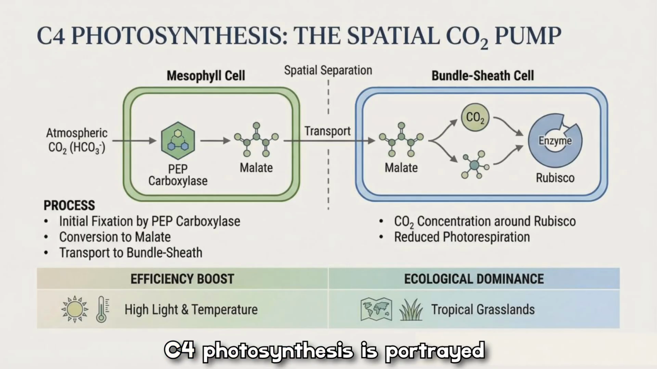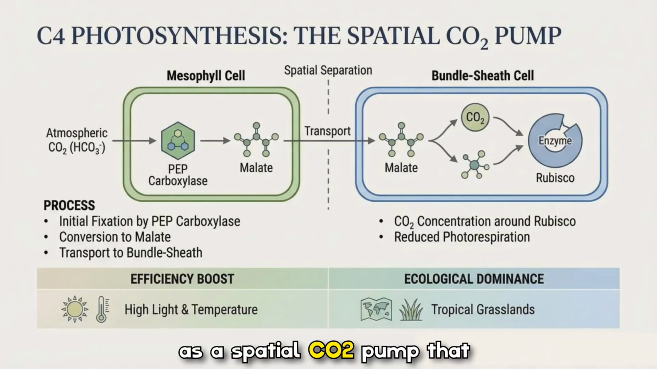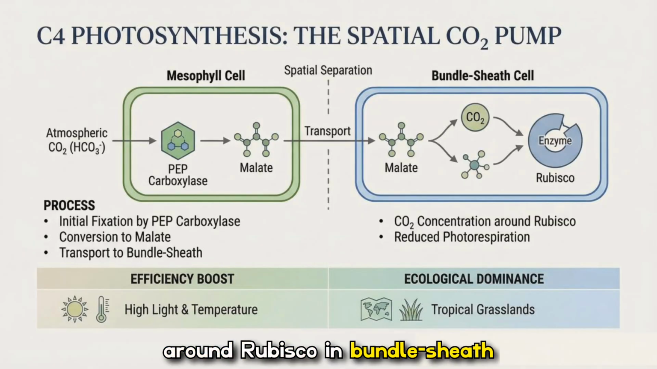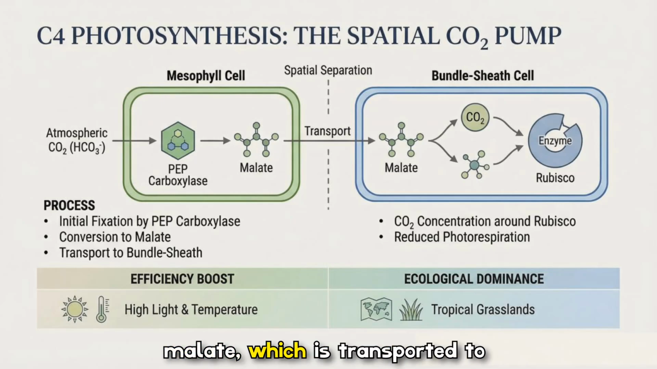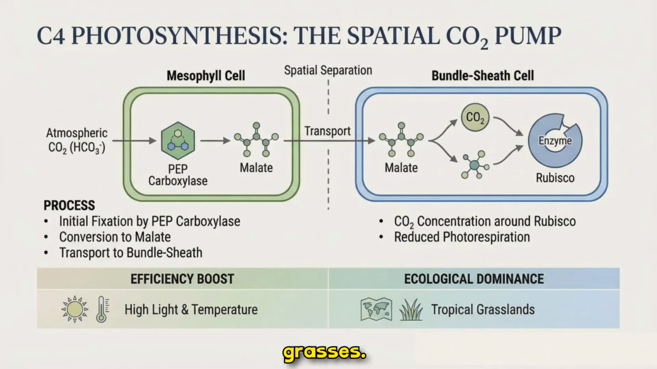C4 photosynthesis is portrayed as a spatial CO2 pump that concentrates inorganic carbon around Rubisco in bundle sheath cells. PEP carboxylase in mesophyll fixes CO2 into malate, which is transported to the sheath and decarboxylated, raising local CO2 and reducing photorespiration, an adaptation that boosts efficiency under high light and temperature and dominates many tropical grasses.